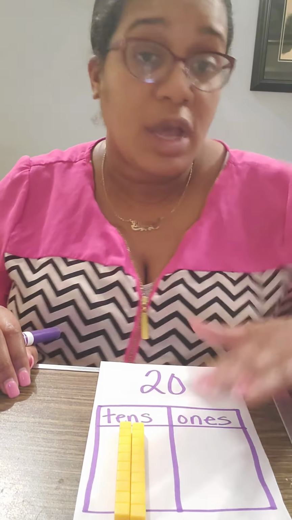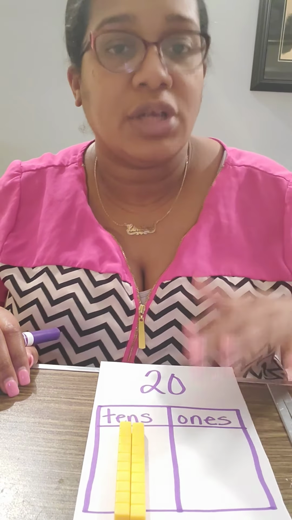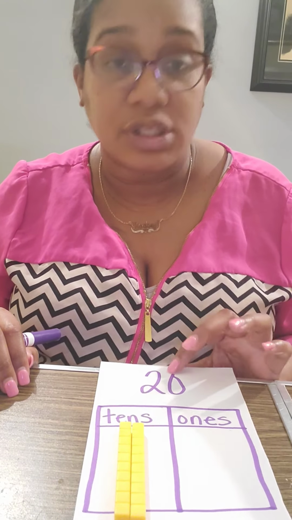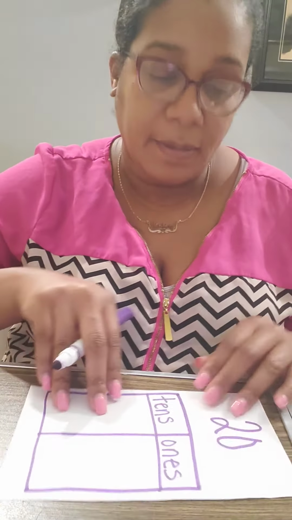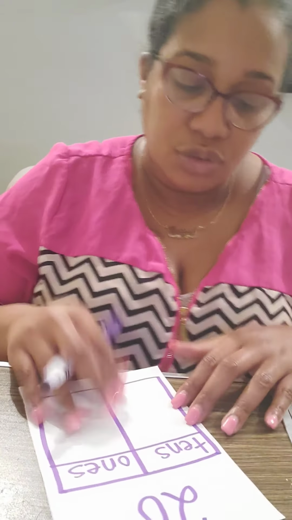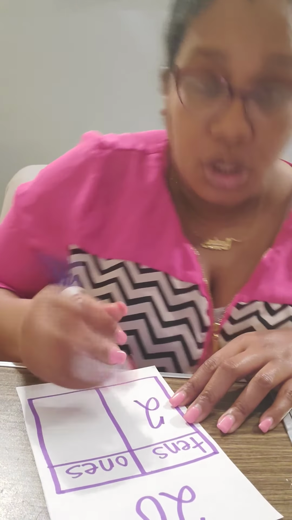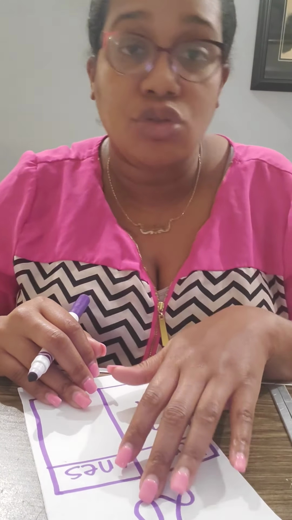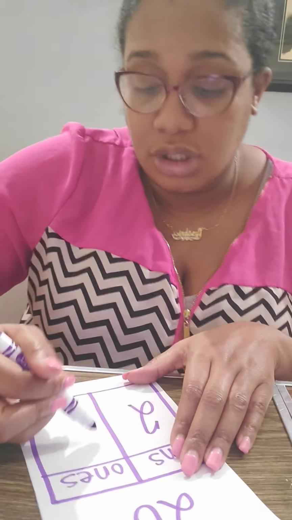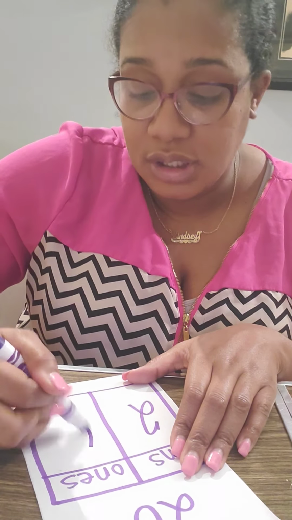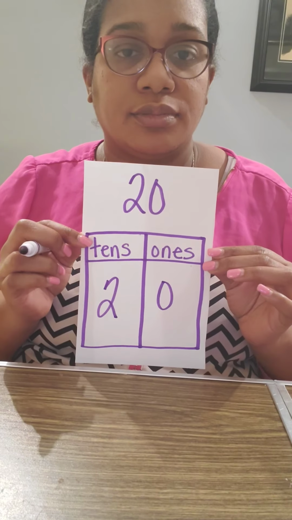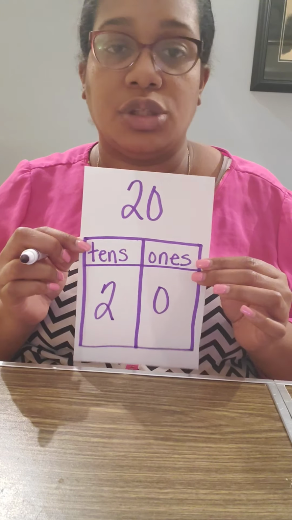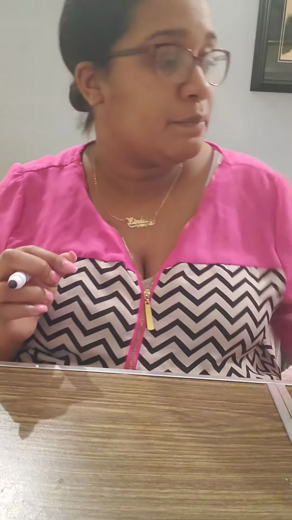So when you have none of something, there is a number that represents that, the 0. So in my place value chart, I have 2 tens. I put 2 underneath tens. I have no ones. The number that represents nothing is 0. I have 0 ones. So this is what your place value chart would look like.